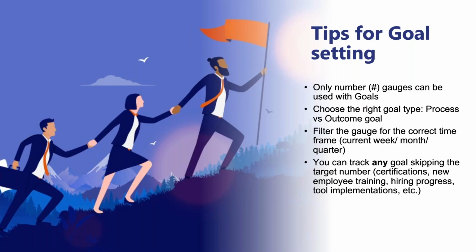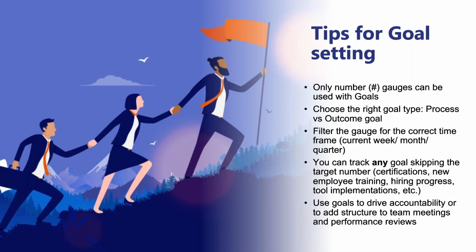You can track any goal without using a target number. That's good for qualitative type goals like certifications and hiring initiatives. You'll see a lot of the goals that we set on our executive leadership team are qualitative, so they don't have numbers that go along with them.